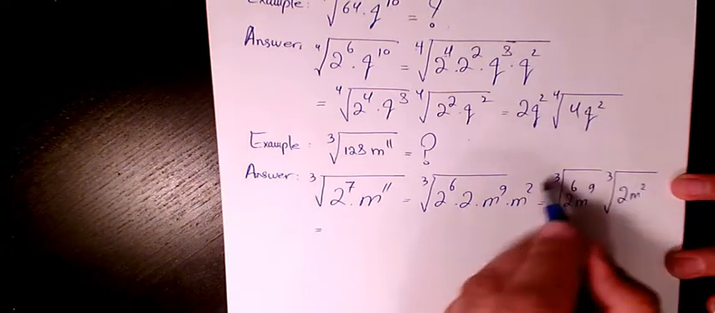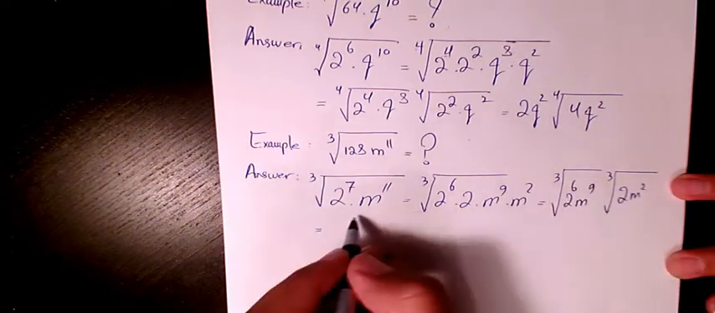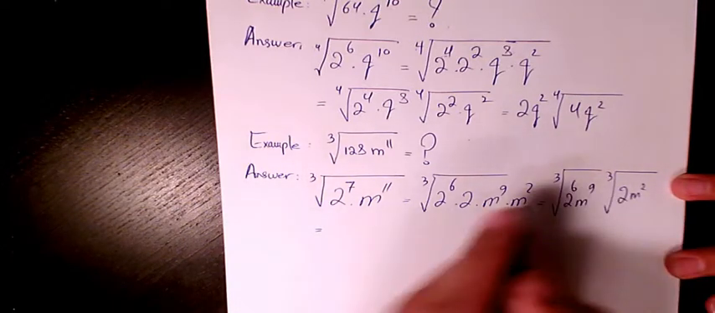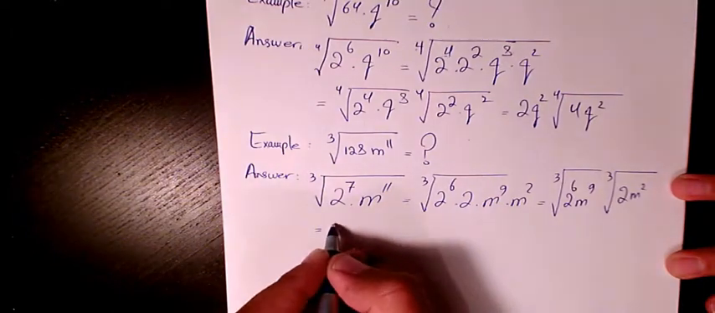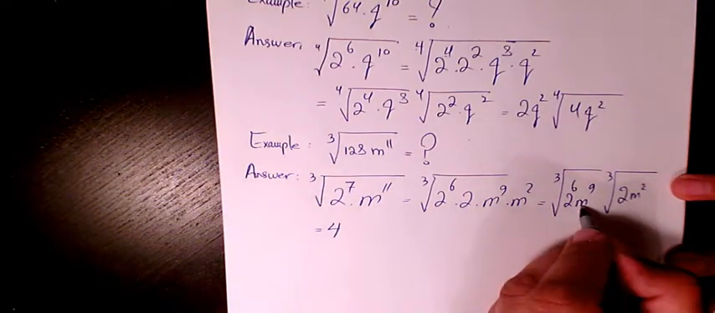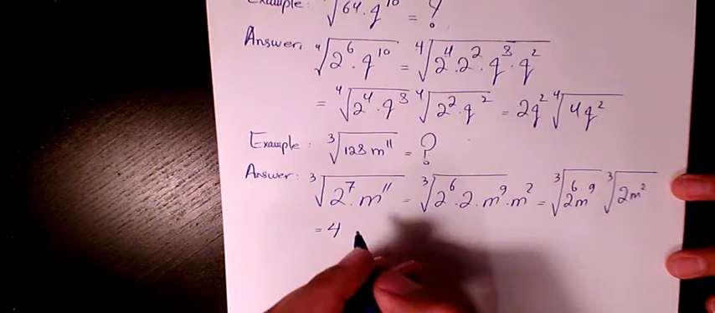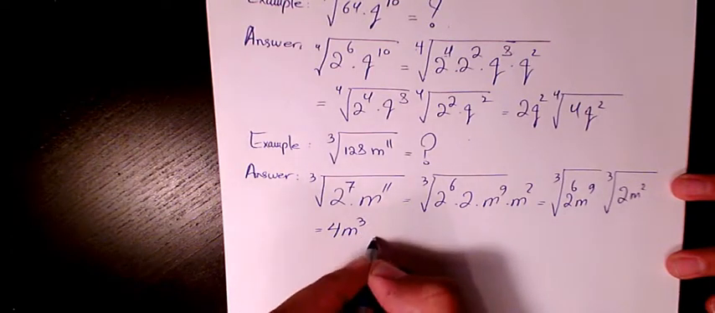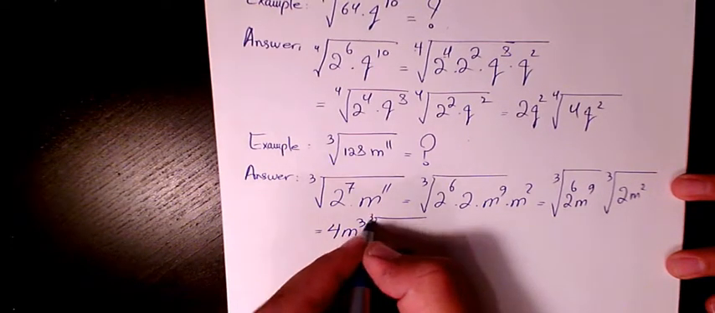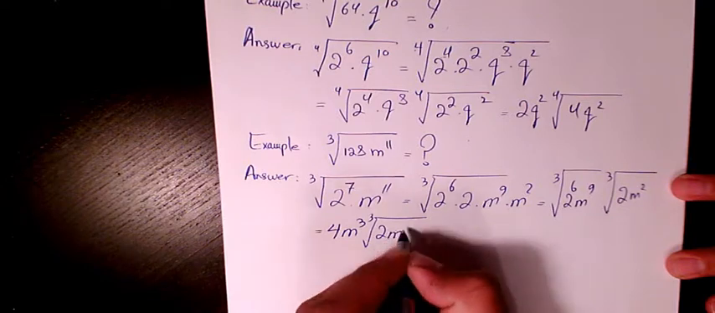Then if we simplify the first part, we have 2 to the power of 6 divided by 3, which is 2 squared or 4. And here we have m to the power of 9 over 3. We have m cubed times the 3rd root of 2m squared.